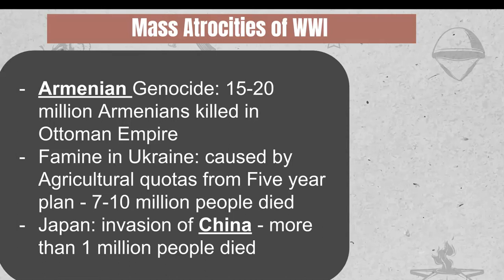On top of that, there is going to be famine across the globe, but specifically in Europe. This is going to be caused by agricultural quotas put from the 5-year plan from the Ukrainian government. This famine is going to result in 7 to 10 million people dying. And then very lastly, for mass atrocities in World War I, that is going to be with Japan. They're going to invade Japan, causing more than 1 million people to die as a result.